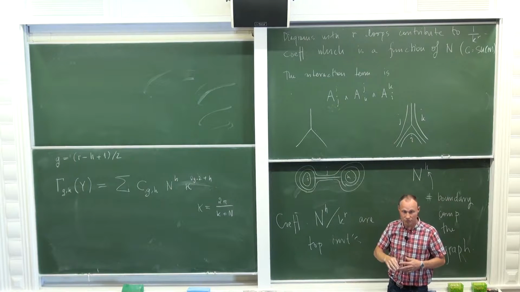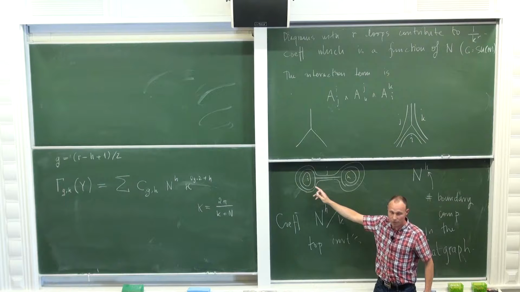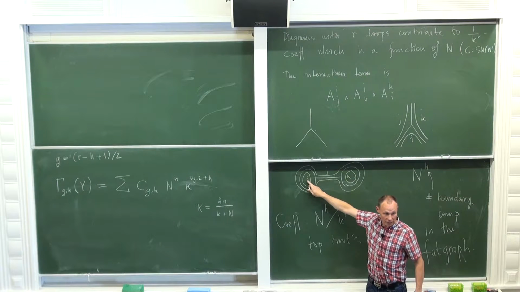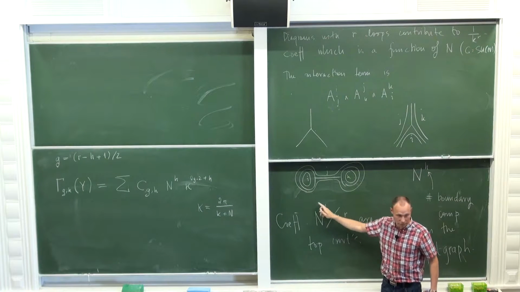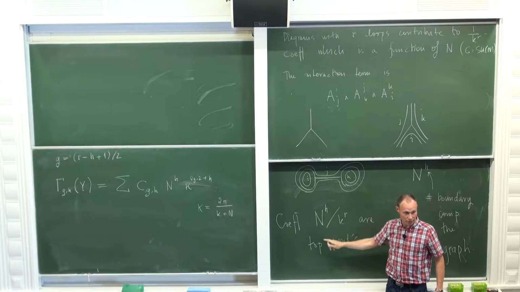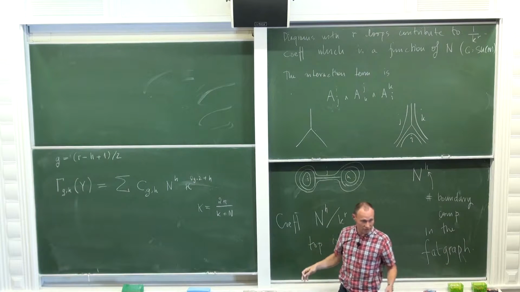Okay. If you draw one such diagram, for each boundary component you have N choices. It's kind of natural to call this coefficient out of such. That's what I'm saying.